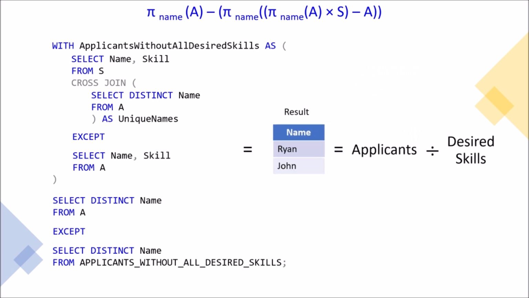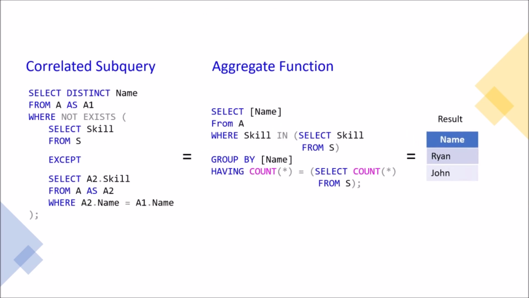Wonderful! We have now achieved the exact same result as our original relational algebra statement. It is important to note that this is just one way to implement division in SQL. I will show you two more ways using correlated subqueries and aggregate functions. As an exercise, I would recommend you pause the video and see if you can figure out how they work.